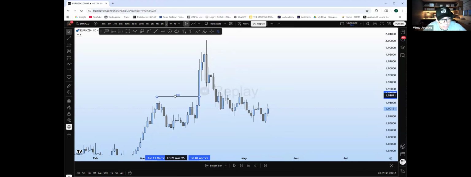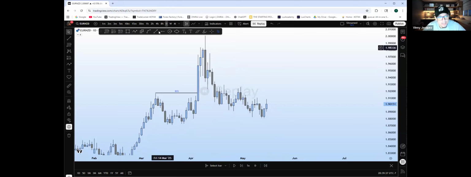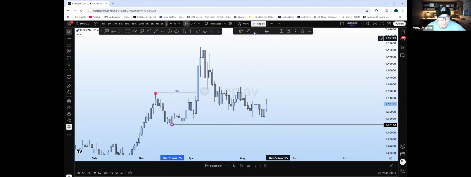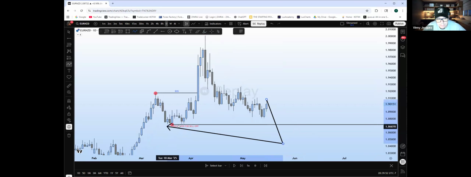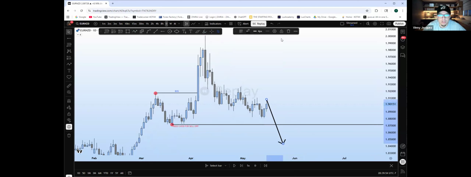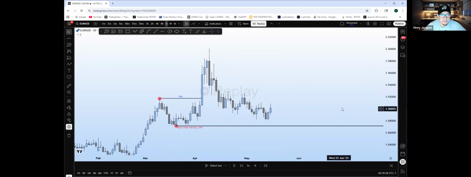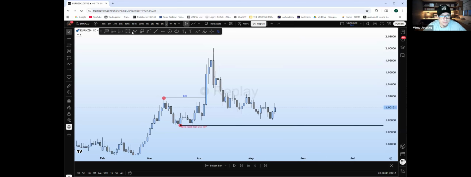Guys, if this is your break of structure, find your change of direction. If this is the dominant high and this is the dominant low, your change of direction line goes down here. Now, if the market then drops and closes below this black line, then we start looking for sells. Does that make sense, guys? Give me a 10 if that makes sense.